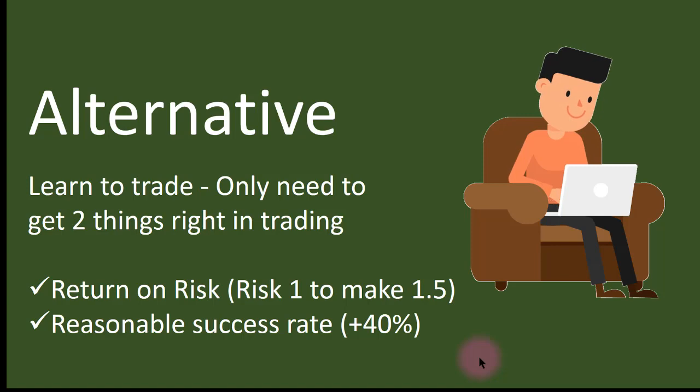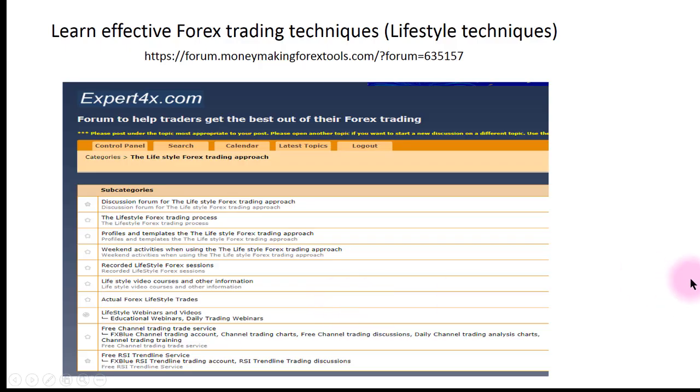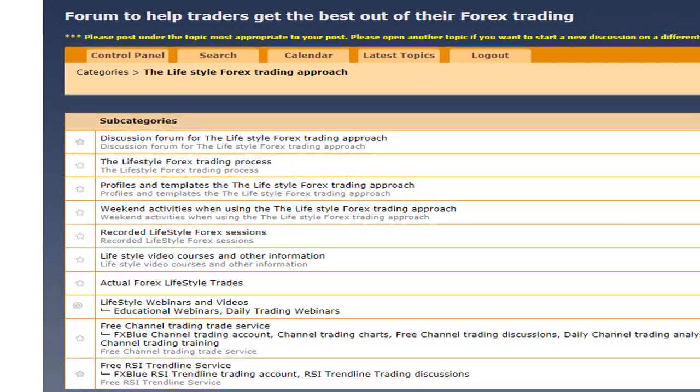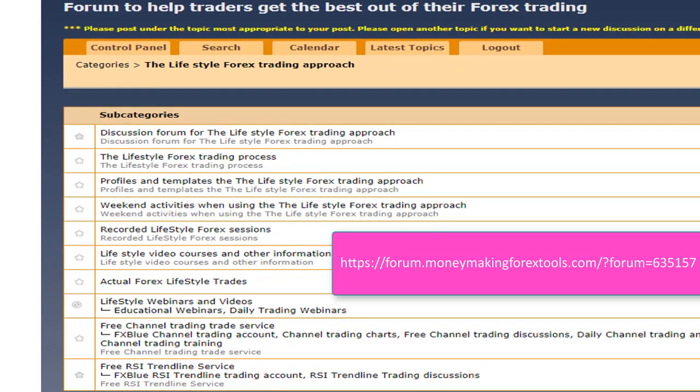And there's a lot of advantage to trading manually over automated trading. So I do encourage you to make an effort to learn some very simple techniques that will give you a good return on risk and a reasonable success rate. Now, one of the solutions that you could look at is learning the lifestyle technique. Why it's called the lifestyle technique: it is meant for retired people, people on holiday, people working, that can trade in spite of their lifestyle. They don't need to sit and watch the charts and study the charts. They can make easy trading decisions.